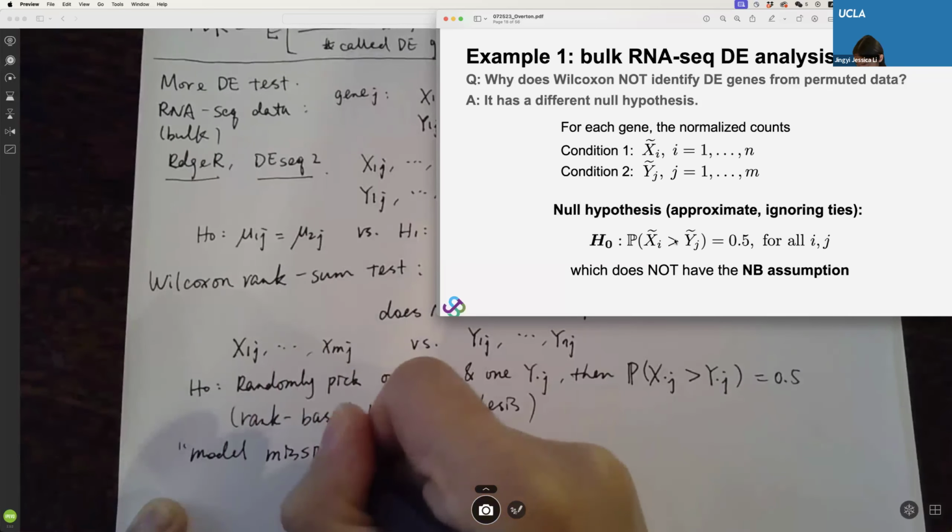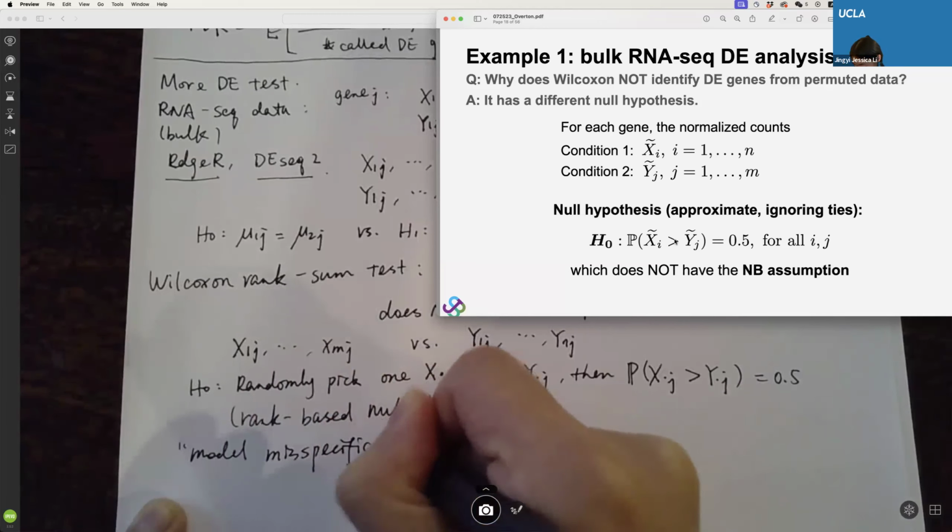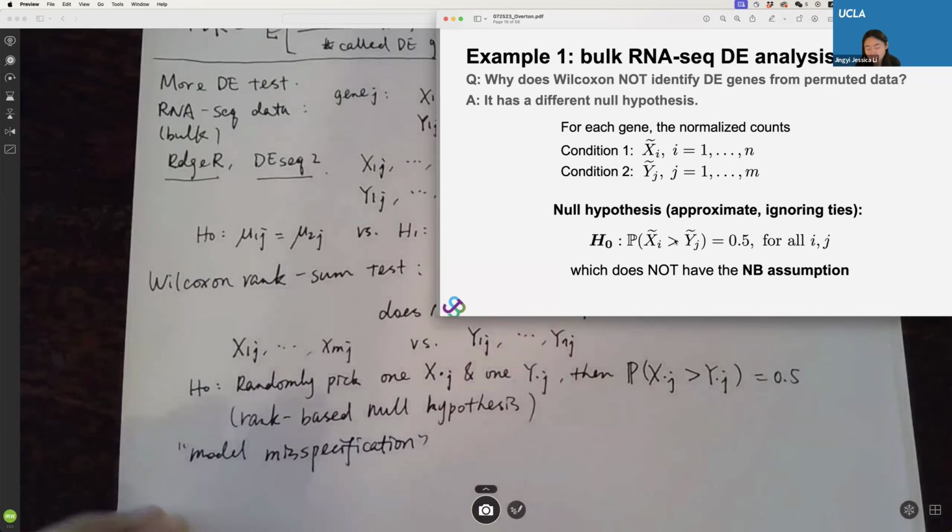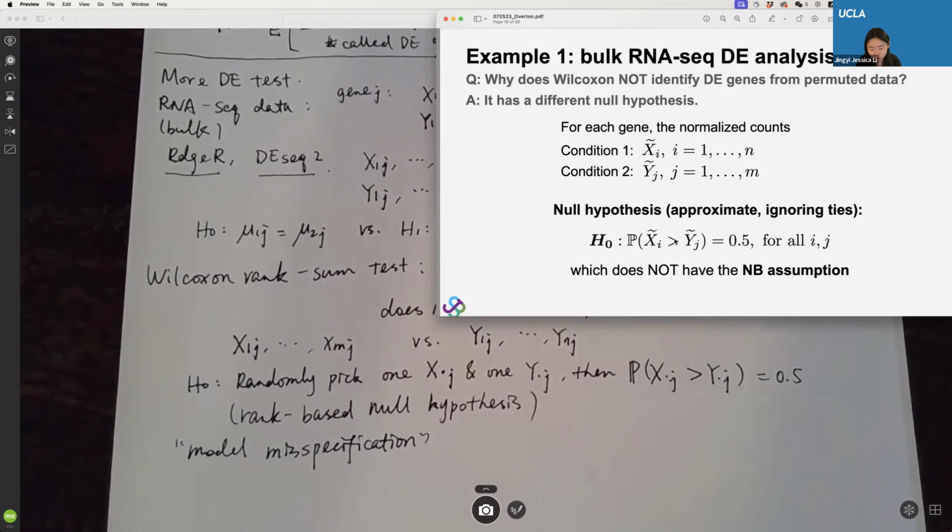Model misspecification means that the distribution we assume for our data, for example, negative binomial, is not proper. It doesn't describe our data well. And there is a chat: is rank-based null always less biased than parametric test?